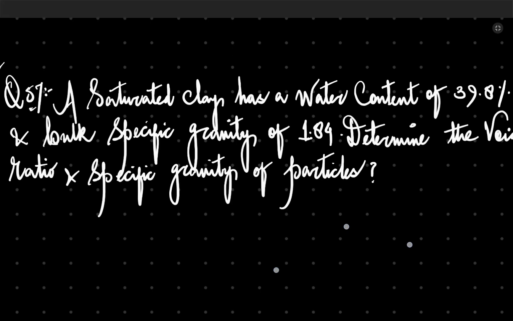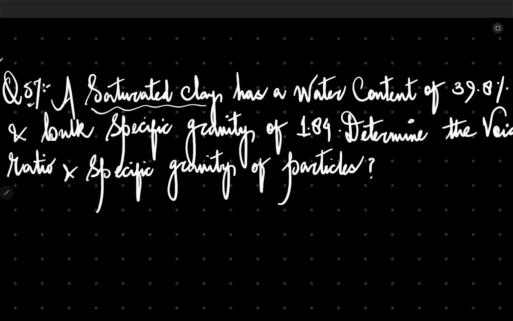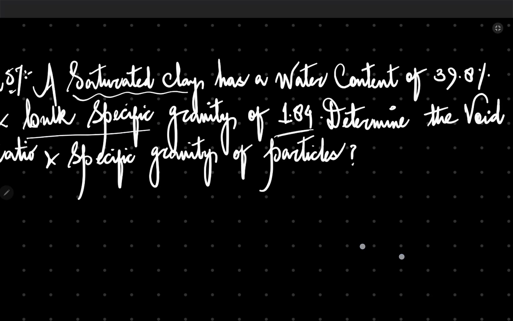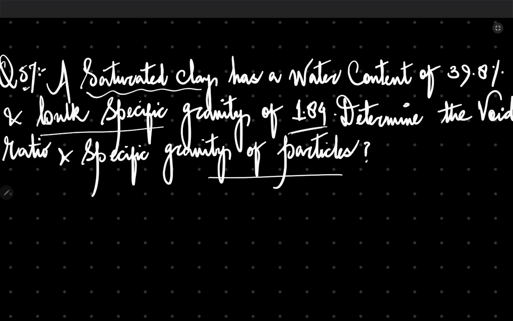Now let's move to the next one. Question is, a saturated clay has a water content of 39.8% and bulk specific gravity of 1.84. Determine void ratio and specific gravity of particles. It's a nice question. It says a saturated clay has a water content of 39.8% and a bulk specific gravity of 1.84. Determine the void ratio and specific gravity of particles.